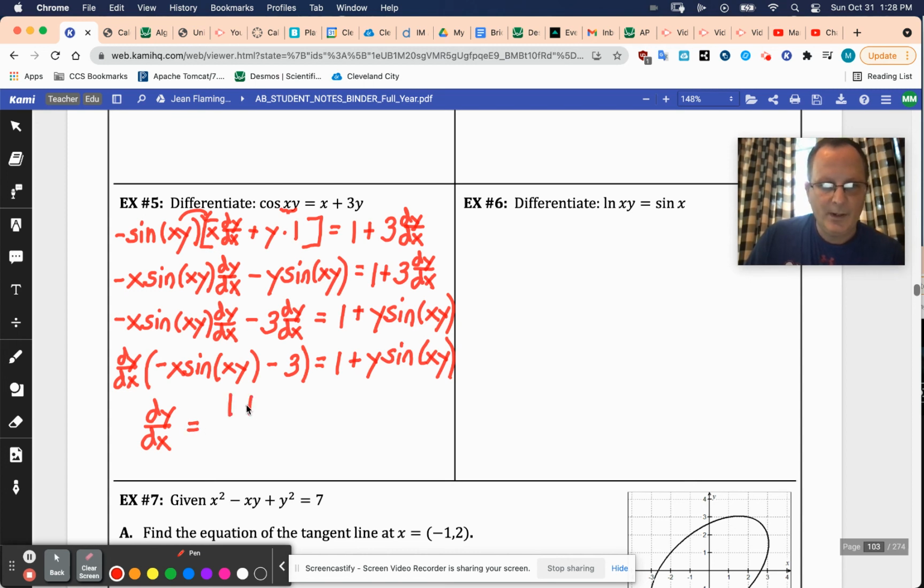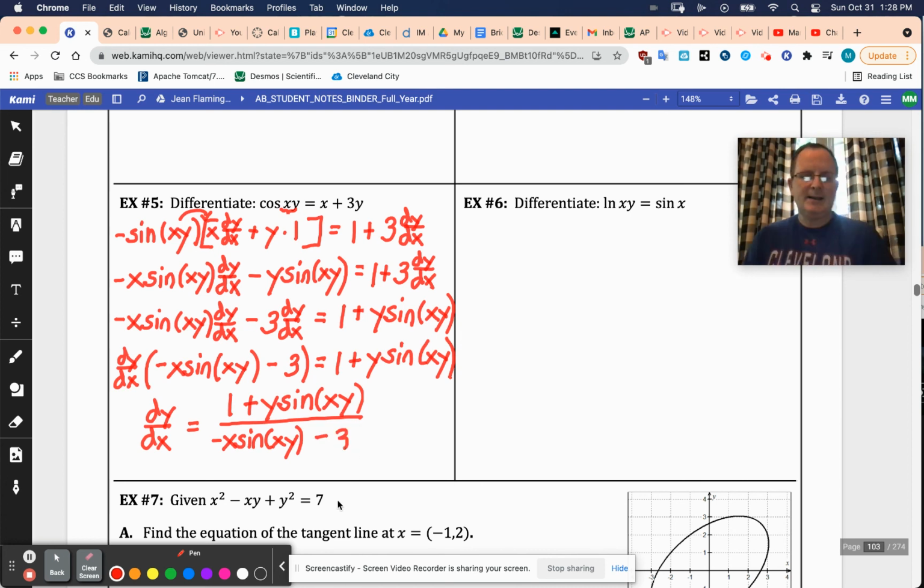So 1 plus y sine. This will be good for us to work on in class, where I can come by and help you. And that way, if you do get a little lost in the weeds here, I can help you out. And it looks like I've divided everything, and it looks pretty good. I don't see any mistakes. There could be, but I hope not.